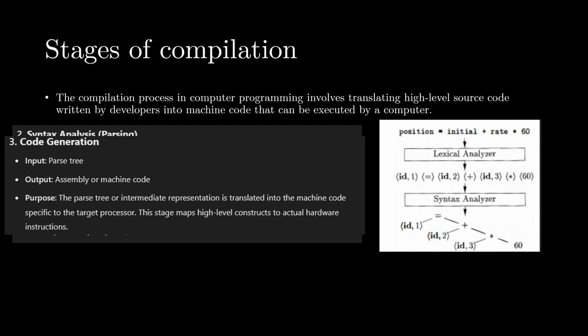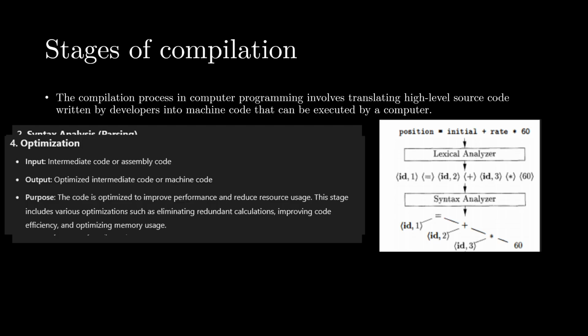The syntax tree, oh yeah, by the way, parse tree, I'm pretty sure it's just the same as syntax tree. The syntax tree is translated into the machine code specific to the target processor, because each processor has a different type of instruction set. And then this stage maps high-level constructs to actual hardware instructions, so I'm pretty sure assembly code instructions.